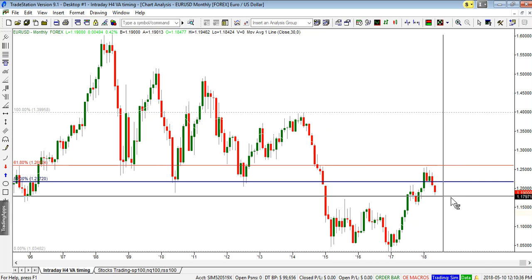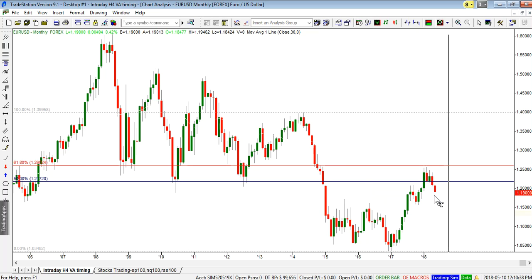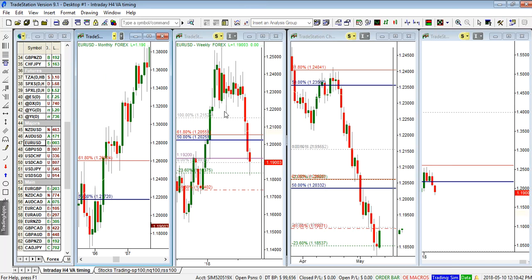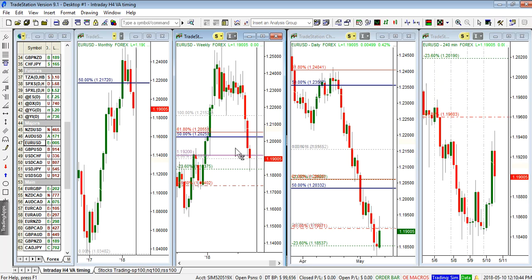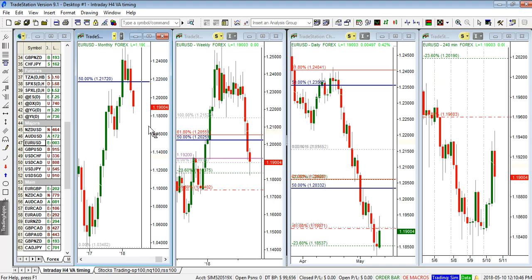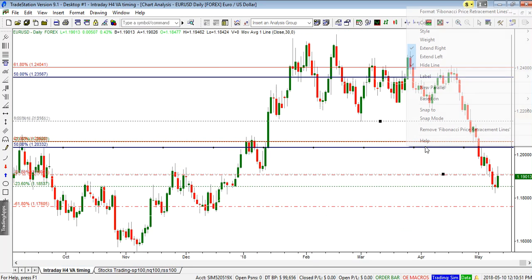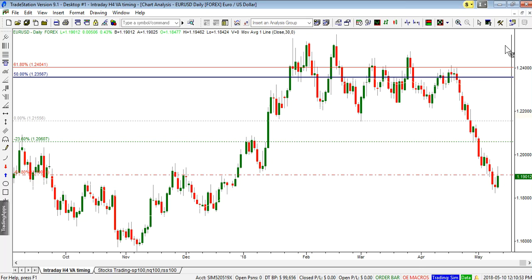Actually, you're going to lose money, unless you're lucky and you trade counter trend here. All right, very, very important. So what does it mean in terms of trading? Well, there was an extension short here.